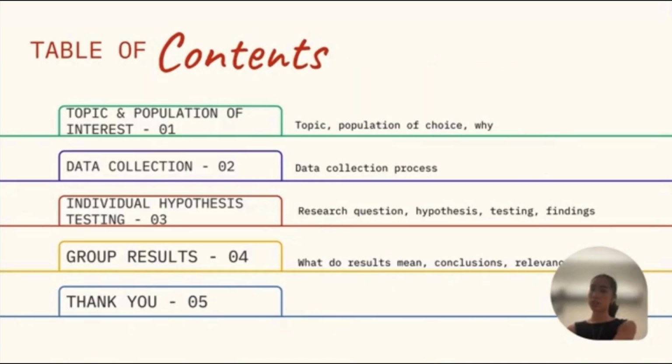So, first, we're going to start off with our table of contents. The first thing that we're going to go over is the topic and population of interest. So, we're kind of just explaining why we chose the topic we are going to be researching. Then we're going to go into our data collection and its process. Then our individual hypotheses and testing. So, what each of us tested, as well as the hypothesis we came up with and our findings. And then our group results, and we're going to end with a thank you slide.